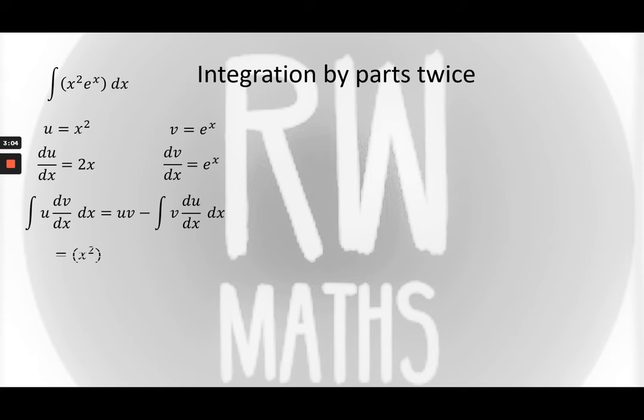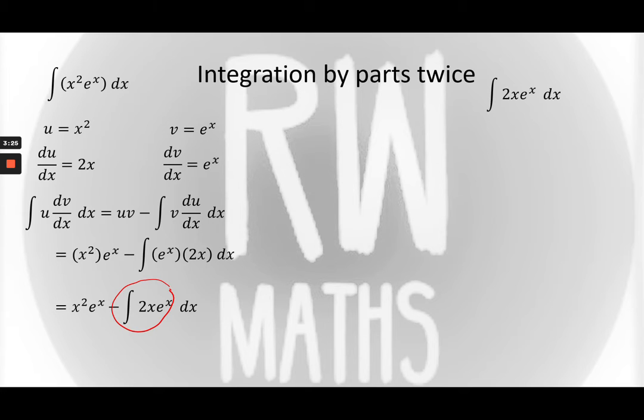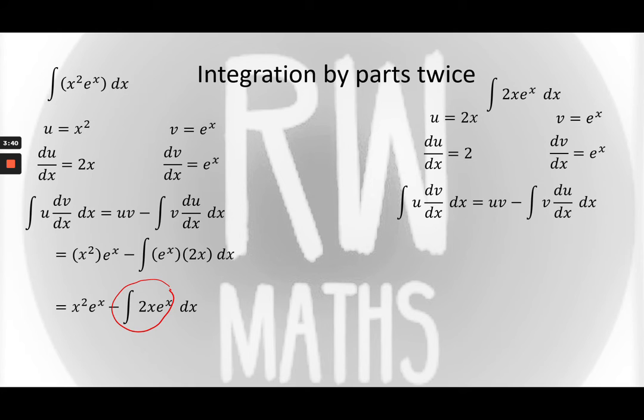If we put those into our formula, we get x squared e to the x minus the integral of e to the x times 2x. Now if we simplify that, we still have to use integration by parts on this integral, but it's a bit simpler now because we've got an x instead of an x squared. So if we look at just that integration on its own, we use parts again, and say u equals 2x. You could take the 2 outside the integral. So u dash is 2, then if v dash is e to the x, then v is e to the x as well. If we substitute that into our integration by parts formula, we get that, which simplifies down, and we can integrate quite easily.